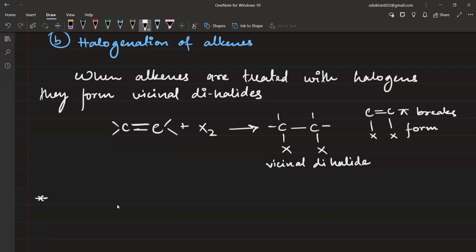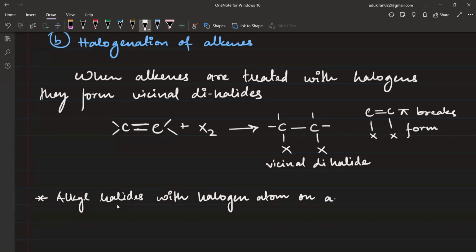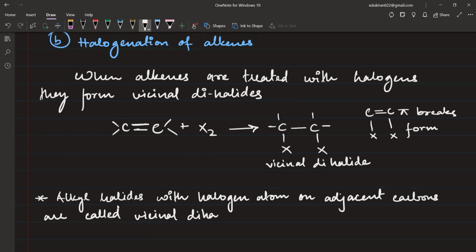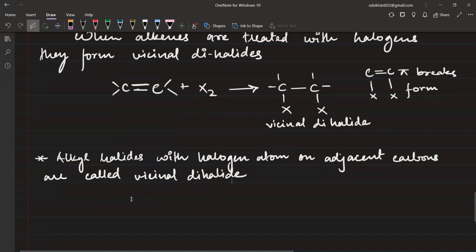Okay, you can write a note also. Alkyl halides with halogen atoms on adjacent carbons are called vicinal dihalides. Vicinal dihalide comes from the word vicinity. Vicinity means neighborhood, right? When they are on adjacent carbon atoms. Right, here, next point.